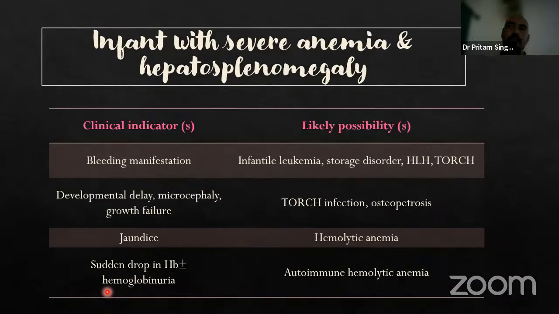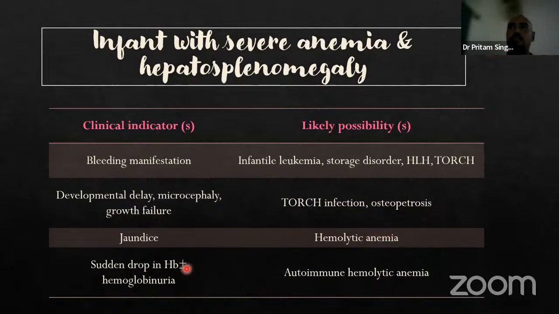Okay. So before thinking much about the subsequent evaluation, let's see what the differentials are and how one should dissect them out. As we have said, the differentials could be 3 or 4. If there is an accompanying bleeding manifestation in a baby with anemia and organomegaly, you should think about other differentials like infant leukemia, storage disorder, etc., rather than thinking in the line of a hemolytic anemia. If there is accompanying developmental delay, microcephaly, growth failure, you should think in the line of storage disorder, TORCH infections. If there is jaundice, indeed, you should think about hemolytic anemia.